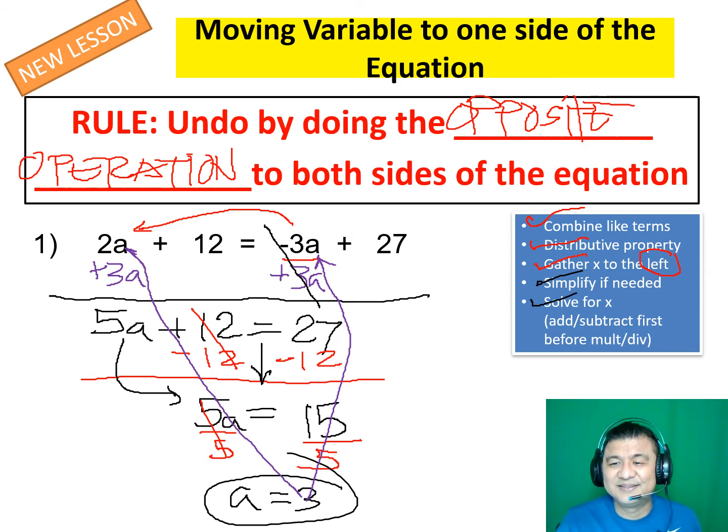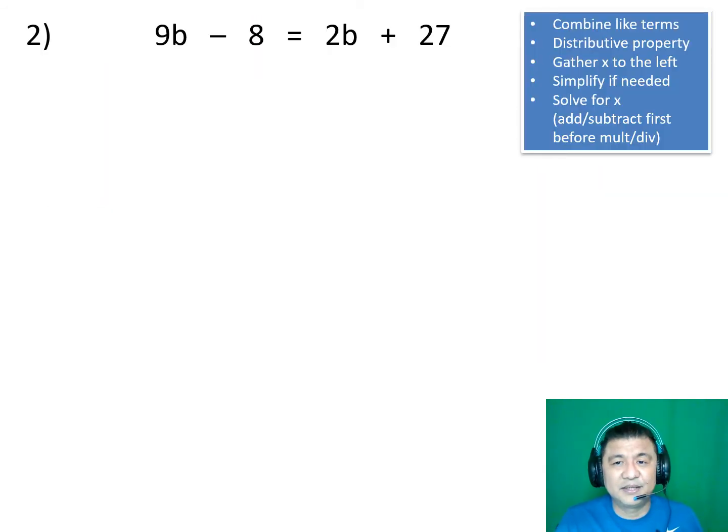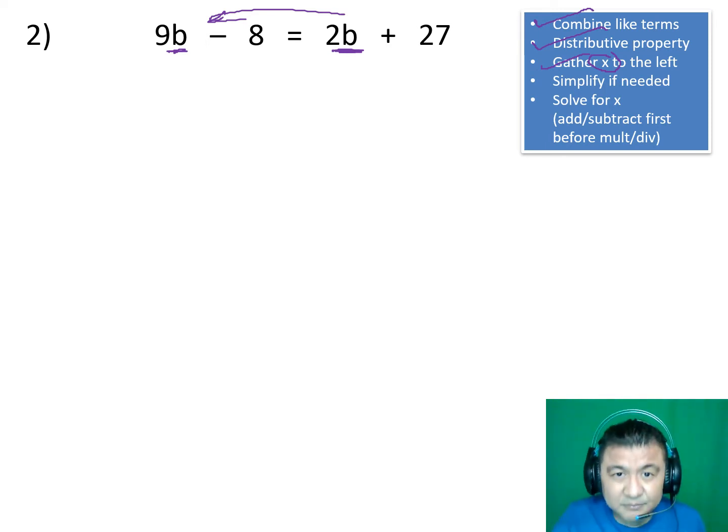All right? Second example. Again, combine like terms, there's nothing to combine. Distribute, there's nothing to distribute. Gather the variable to the left side. See, I see you, b, you shouldn't be here. I want you to be on the other side together with the other b's. How do I get rid of positive 2b? Opposite is what? Say it. Yes, minus 2b. Subtract to the left.